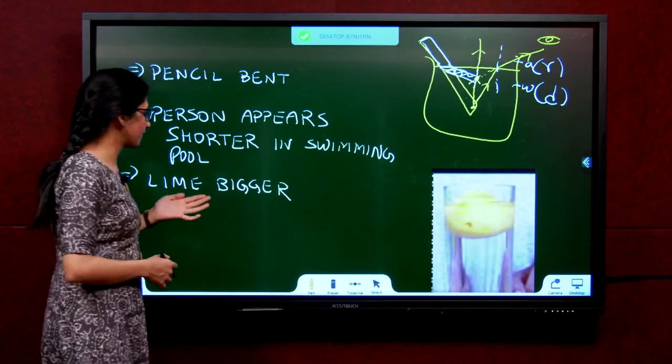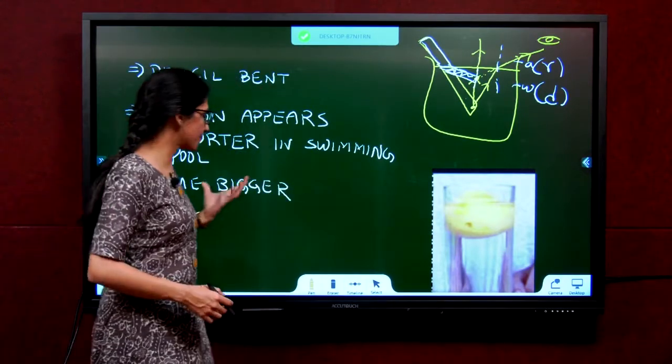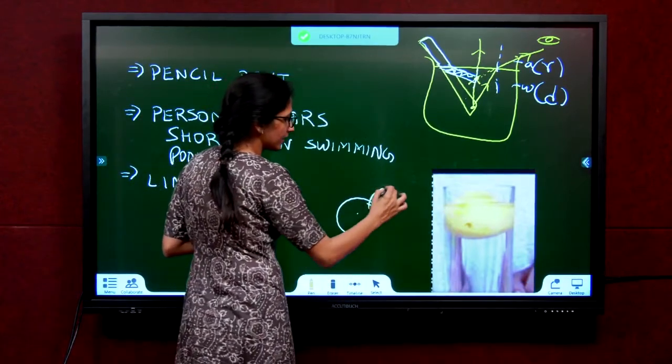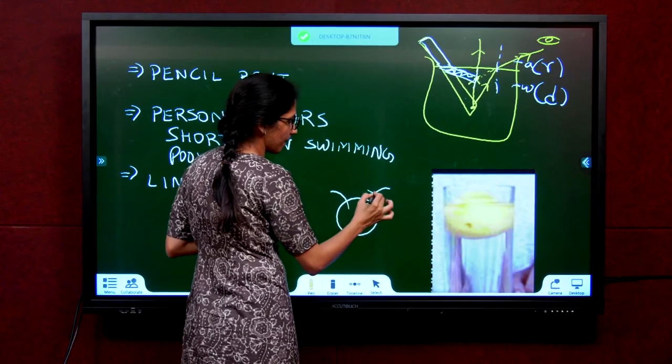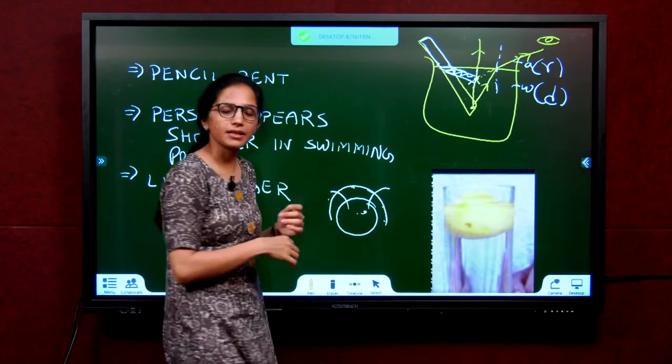Another application of refraction is that a line kept in water, when viewed from the outside, appears bigger. Why? Because every point of the line gets refracted. So this point will come up, this point will come up, so it will get raised. So what happened? The line appears bigger.